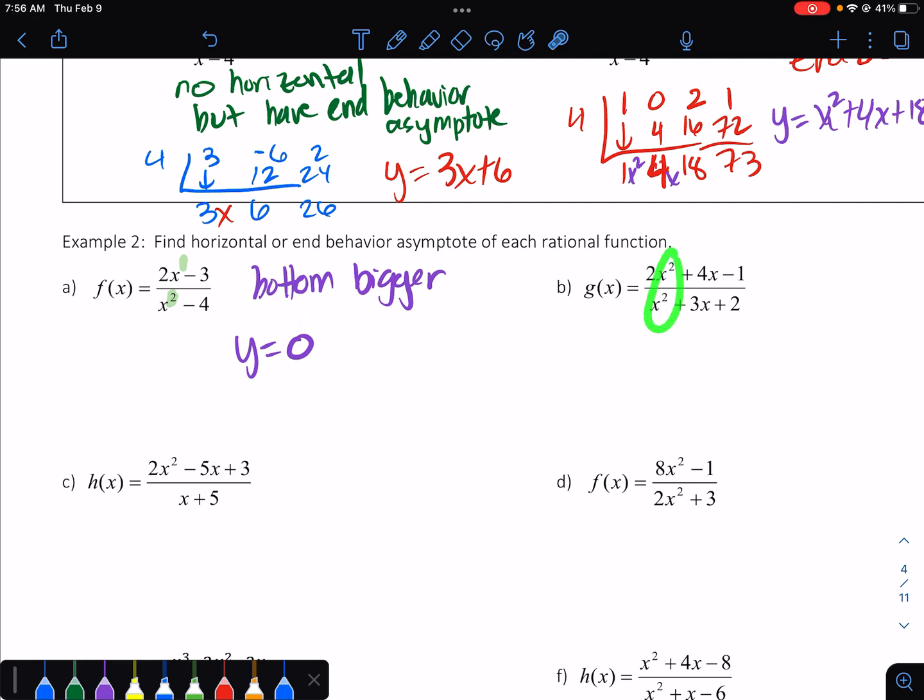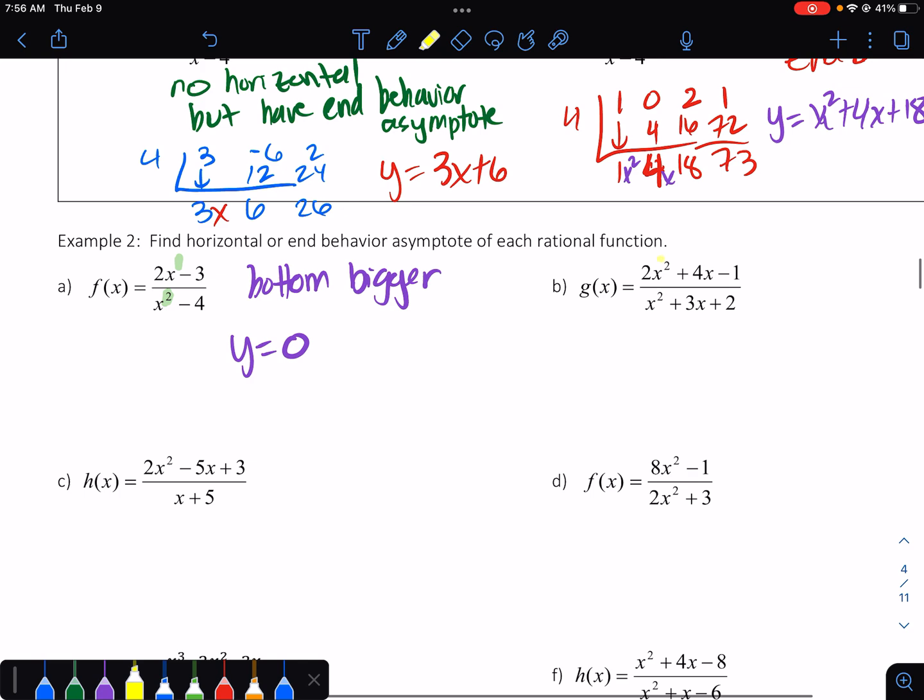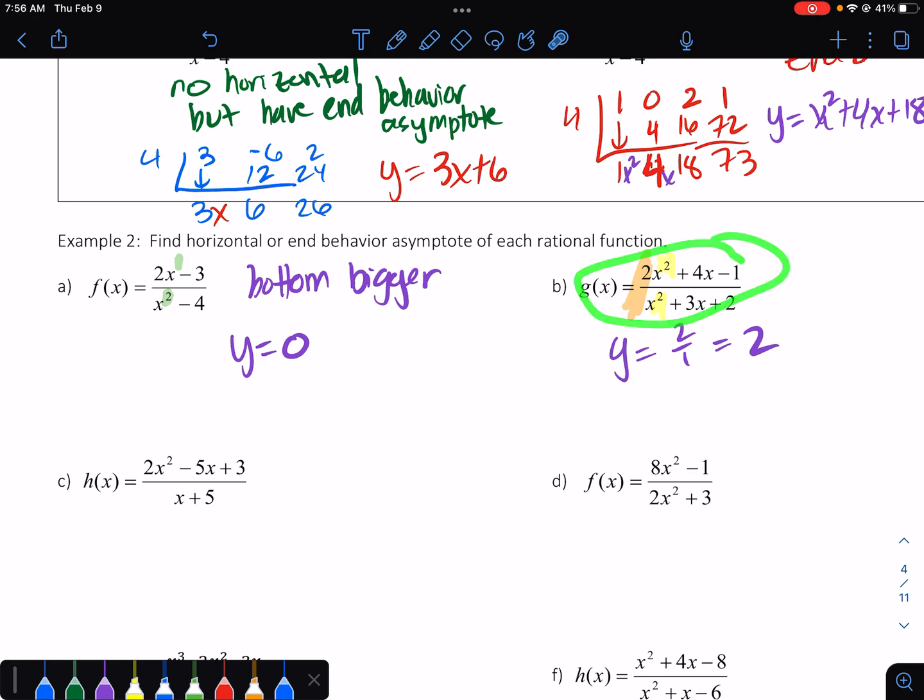Okay. If these are matching, like we've got an x squared here and an x squared here, it's going to be the ratio of the leading coefficients. So we're going to have y equals 2 over 1, which is just 2. Same kind of thing here. If you think, okay, well, if I plug in a million, these aren't going to make a huge difference on the far end. Like a million squared is going to be more impactful than 4 times a million. So as we get to really, really large numbers, it's going to go to this ratio here because our powers are matching.